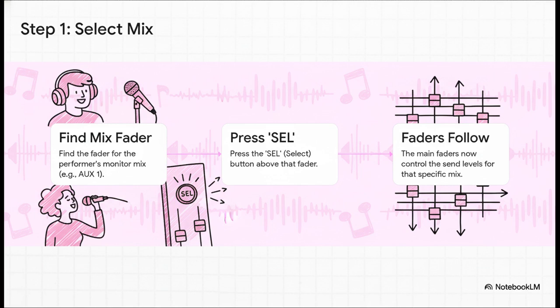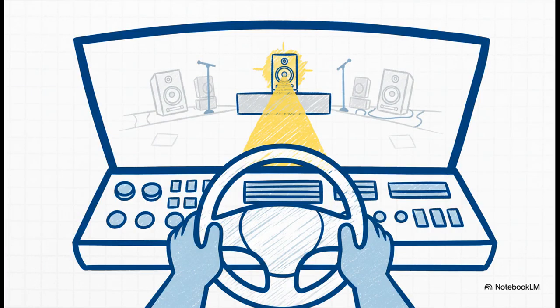Now this is the cool part. Your main faders are no longer controlling the house mix. They're now the individual send levels for aux 1. This is what's called sends on faders. And just like that, you are in the driver's seat for that monitor mix. Any fader you push up from this point on is only affecting what that one performer hears in their wedge. It's a really powerful feature, so it's always good to double check, make sure that SEL light is on, and you know you're in the right place.